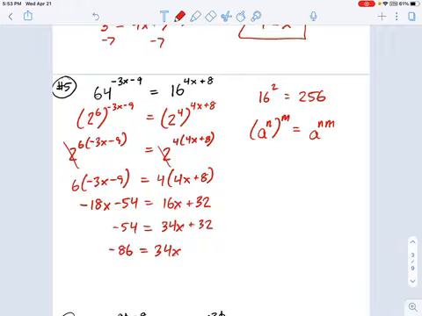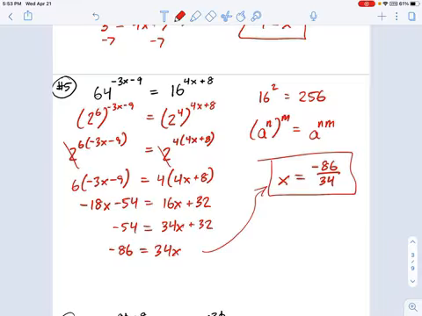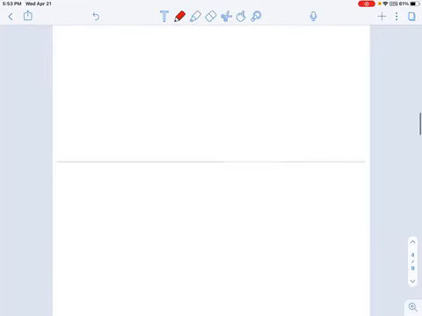And that makes it pretty clear. x equals, if you divide each side by 34, we get -86 over 34. And of course, you could simplify that fraction, right? There's a common factor you can use top and bottom to simplify it, but it's not necessary. The answer is -86 over 34. And I think this is the last equation.